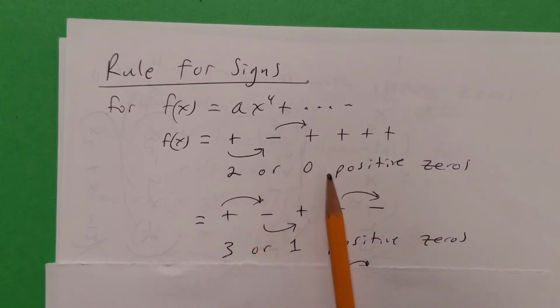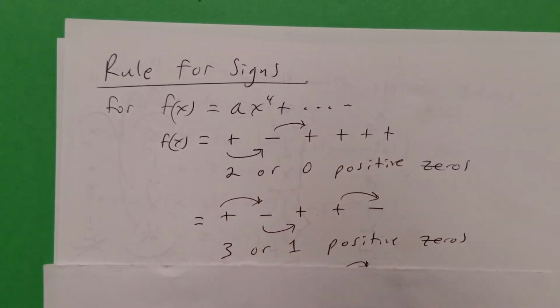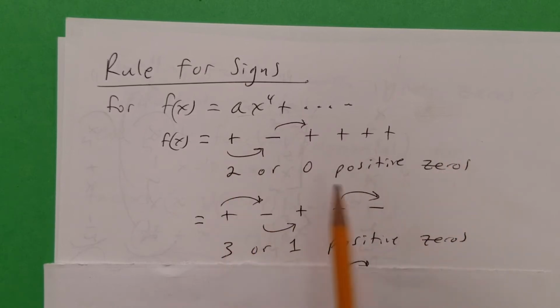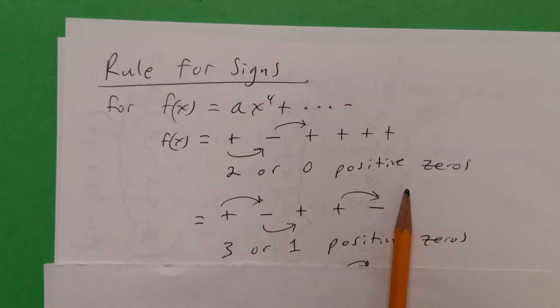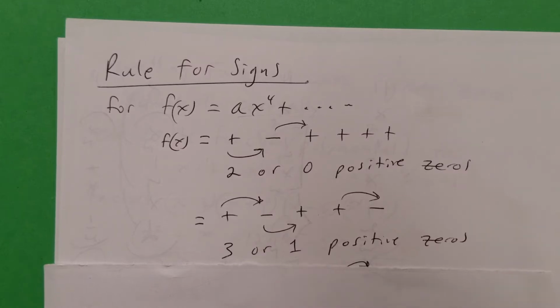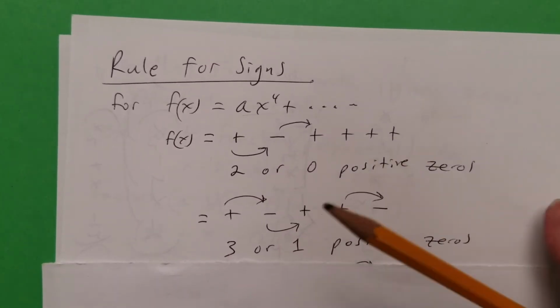Notice that it goes down by 2. So you start with how many switches you have, and then the next possibility is 2 down. So whatever this polynomial is, it's going to have 2 or 0 positive zeros. Whatever this polynomial is, it's going to have 3 or 1 positive zero. It's not going to have 2. It's not going to have 0. It's 3 or 1. See, we're finding more information just by looking at the polynomial.